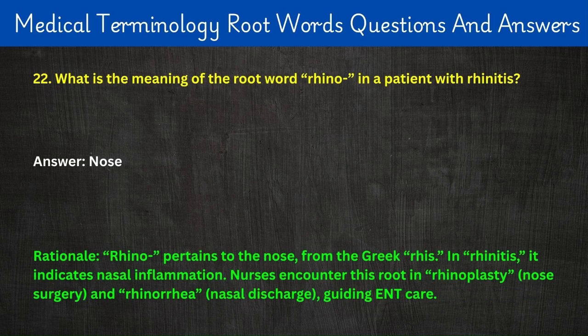22. What is the meaning of the root word rhino- in a patient with rhinitis? Answer: nose. Rationale: Rhino- pertains to the nose, from the Greek rhis. In rhinitis, it indicates nasal inflammation. Nurses encounter this root in rhinoplasty, nose surgery, and rhinorrhea, nasal discharge, guiding ENT care.